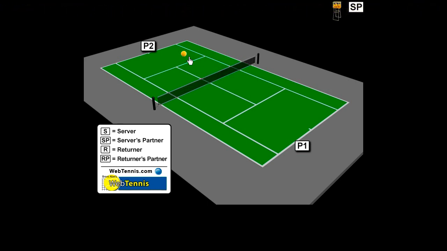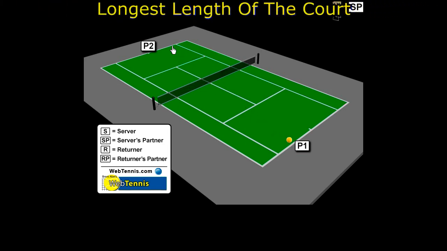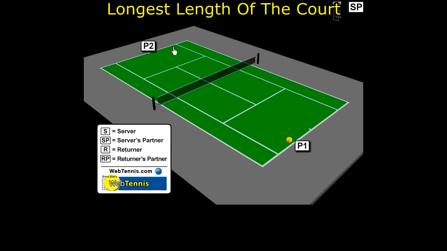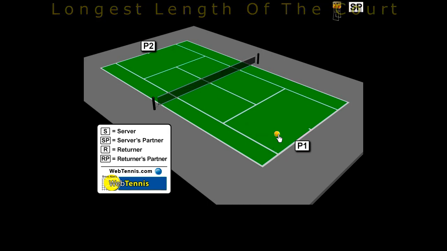Number 2 is if you go cross court, you've got the longest length in the court that you can get. If you play it up the line in this direction, you've got a shorter distance here than if you go cross court. You've got about 2 or 3 more feet when you go back cross court.